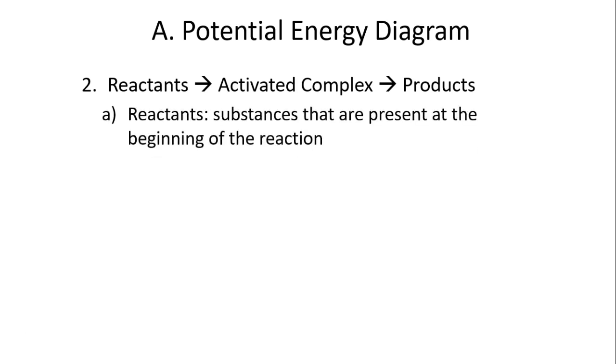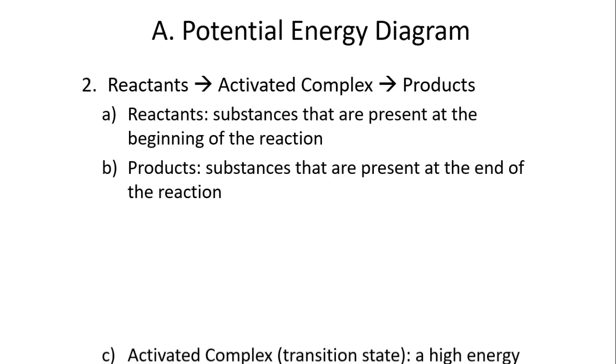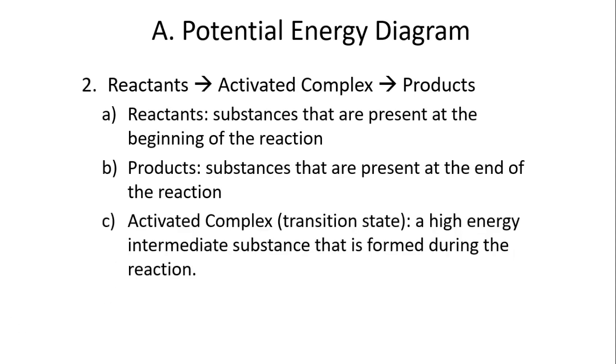All right, so here we go. Let's break these apart. Reactants are the substances that are present in the very beginning of the reaction. Products, present at the end. Makes sense? That's the things that are made, the products that are being produced. And then C, the activated complex, that's the high energy, what we call an intermediate, because it doesn't stay that way. It's kind of a transition period for that substance until it forms something new. The activated complex can also be called the transition state.